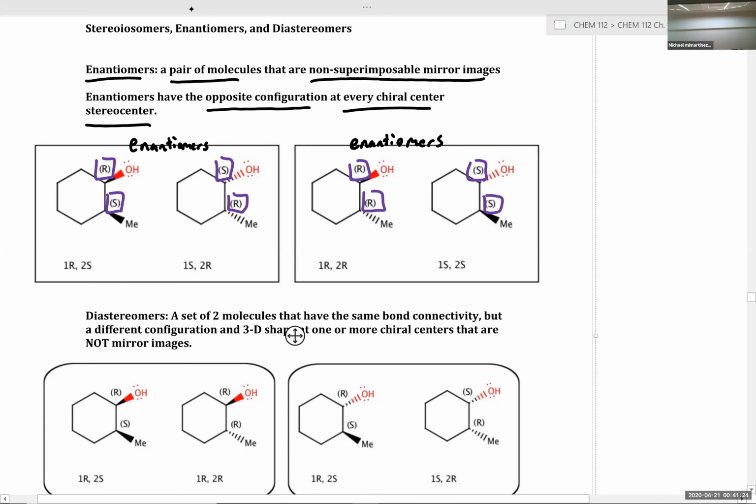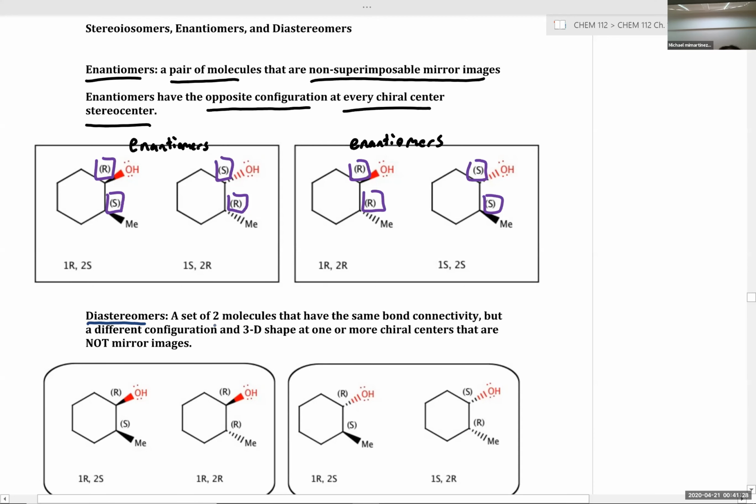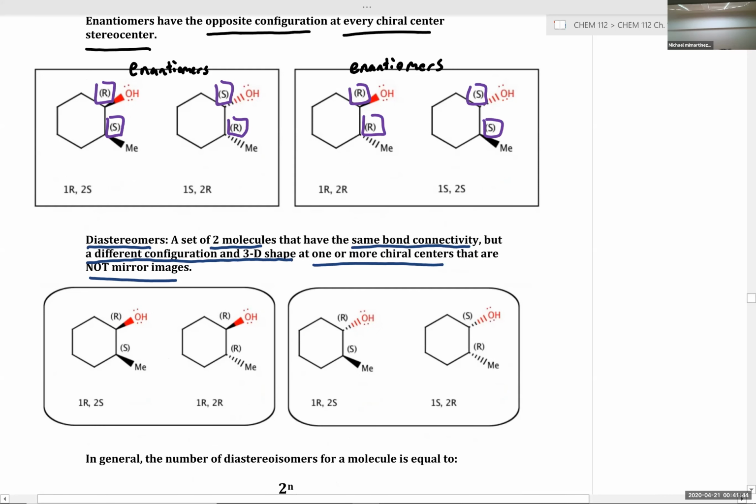diastereoisomers are a set of two molecules that have the same bond connectivity, but a different configuration in 3D shape at one or more chiral centers. A key thing, these molecules are not mirror images. So we're only changing the configuration at some of our chiral centers. So for example, in these curved boxes are diastereomers.